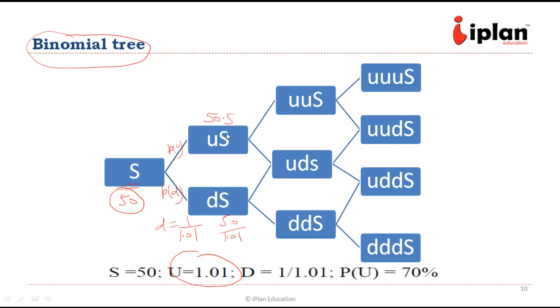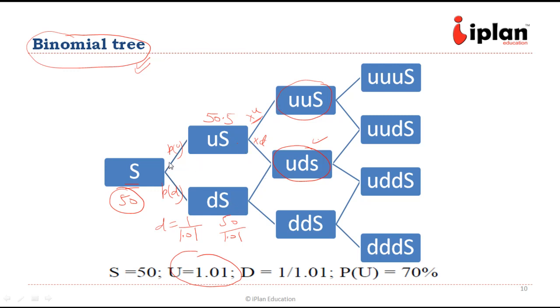So if it further rises, again we multiply by u, that is 1.01. So the next price will be u into S. But if it falls, we multiply by D, so it becomes u into D into S. So in every stage there are two cases. That is why we call it a binomial tree. So every time the variable can have only two values, up or down.